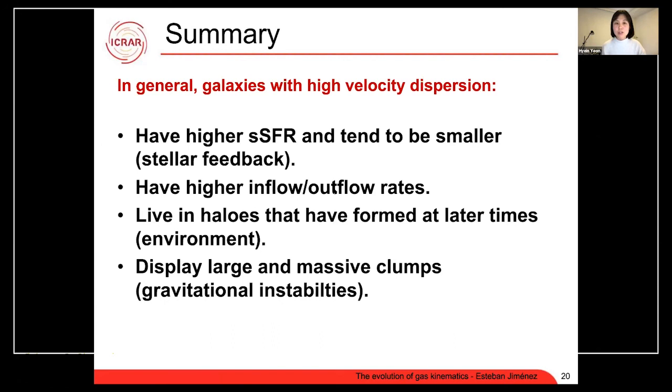You briefly mentioned the environmental effect related to mergers. I'm just curious whether most of the galaxies are located in low density environments, or whether some galaxies are in a cluster or group environment.